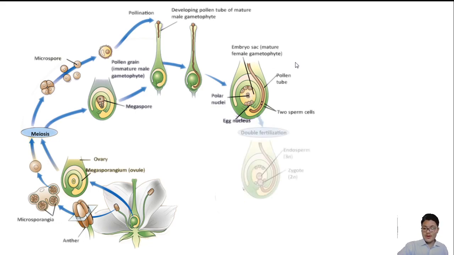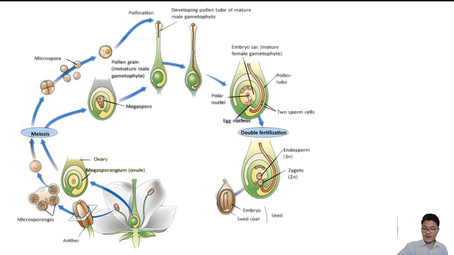Later, double fertilization refers to the fusion of one of the male gametes with the egg cell, and the other male gamete with the polar nuclei to form endosperm. The male gamete which fuses with the egg will form the zygote. Later on, there is development of the embryo. The embryo is developed from the zygote.